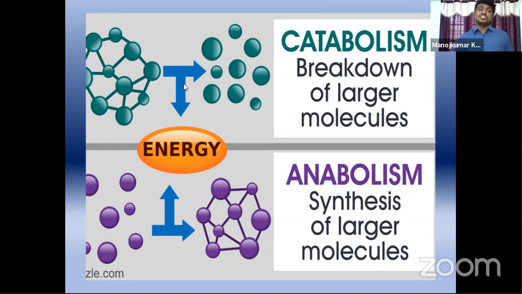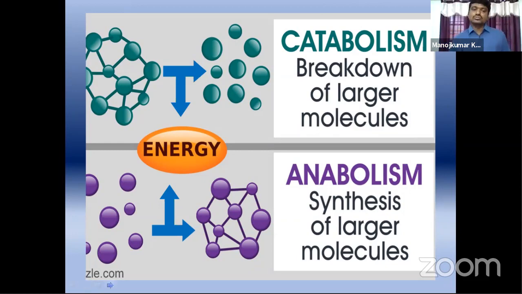Here the energy is released. This downward arrow indicates that during catabolism the energy is released, whereas during anabolism the energy is utilized. For catabolism the good example is respiration, whereas for anabolism the good example is synthesis of glucose. Students, do you remember the process of photosynthesis which you studied in your 10th class? Glucose is synthesized from simple molecules such as carbon dioxide and water combined together to form C6H12O6. From simple to complex.